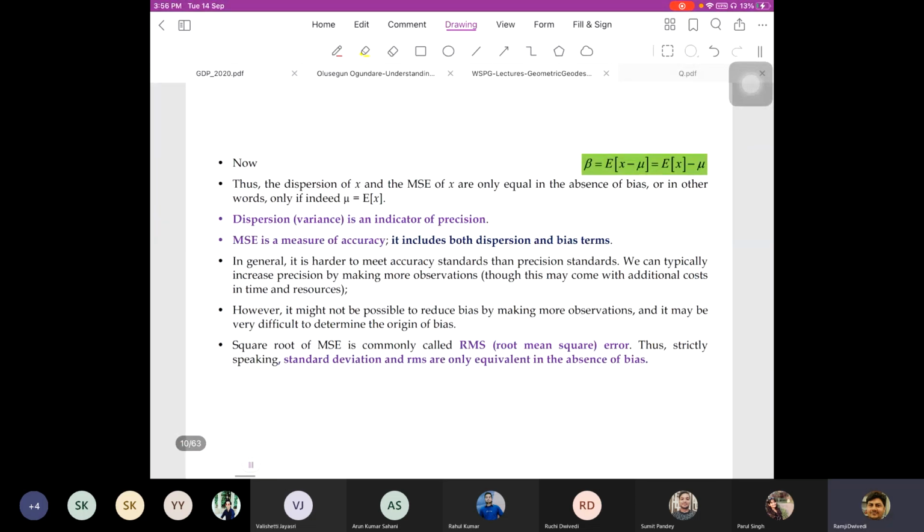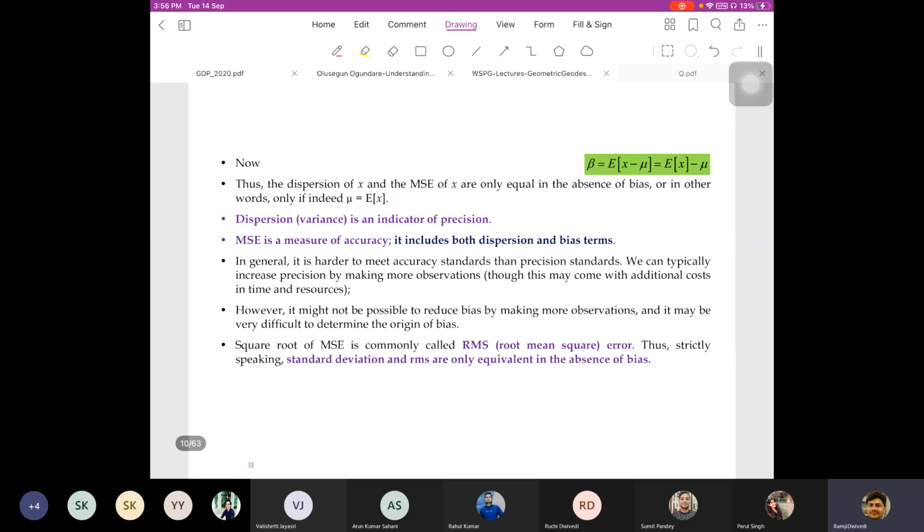So now your bias term, which is your beta, is represented very similarly as the mean of what is expected from one observation and how it is deviating from the actual mean. That is the bias. So the dispersion of x and the mean squared error of x are equal only in the absence of bias, or in other words, only if mu is equal to your so-called expected value of x.